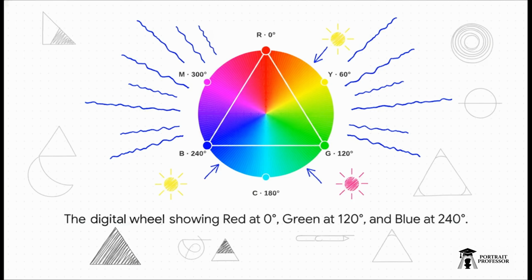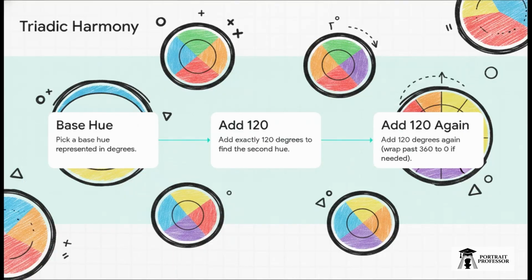It's the exact same geometry you're used to, it's just mapped to the physics of light instead of paint. And because this wheel operates on degrees from 0 to 360, finding perfect color harmonies becomes a totally bulletproof mathematical workflow. To find a triadic harmony, you don't need to guess by eyeballing paint names anymore.